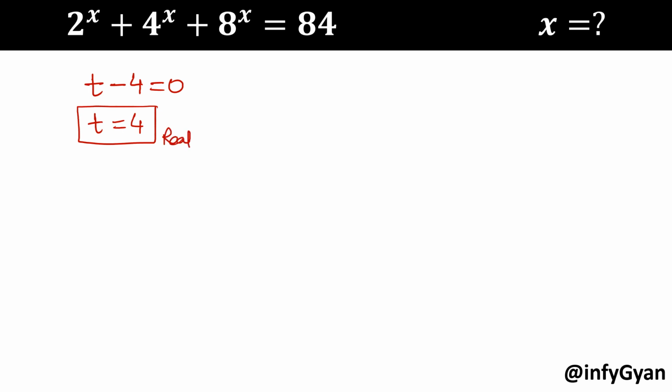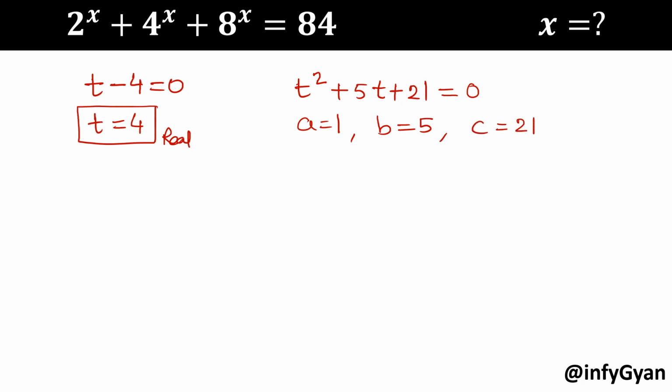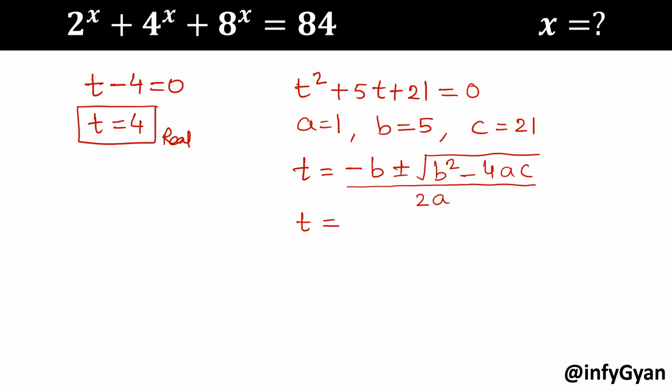Now the second equation was t square plus 5t plus 21 is equal to 0. That means a is equal to 1, b is equal to 5, c is equal to 21. A is the coefficient of the highest power, the t square multiple, so that is 1. The multiple of t is 5 and the constant is 21. Now let's find out t. Formula is minus b plus minus square root b square minus 4ac over 2a.